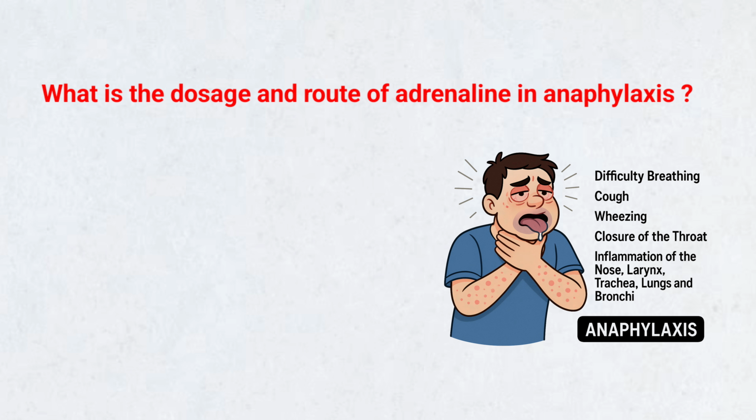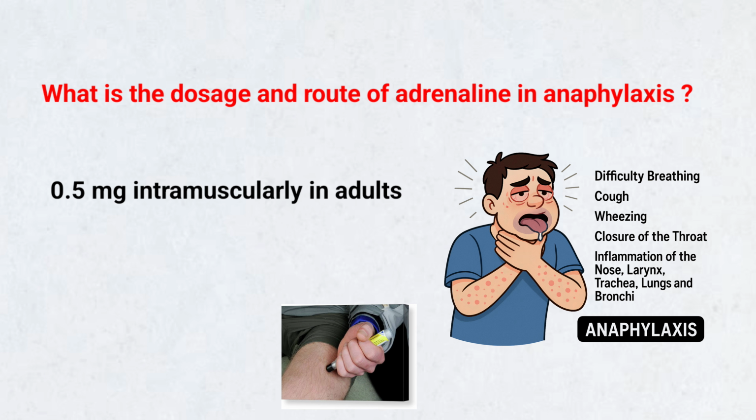What is the dosage and route of adrenaline in anaphylaxis? 0.5 mg intramuscularly in adults. Repeated every 5 to 10 minutes as needed.